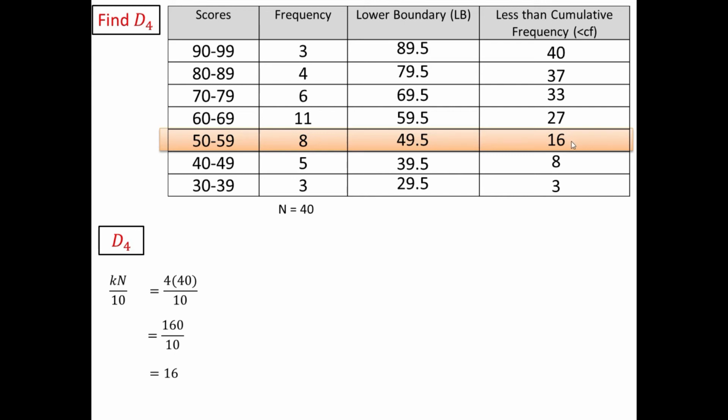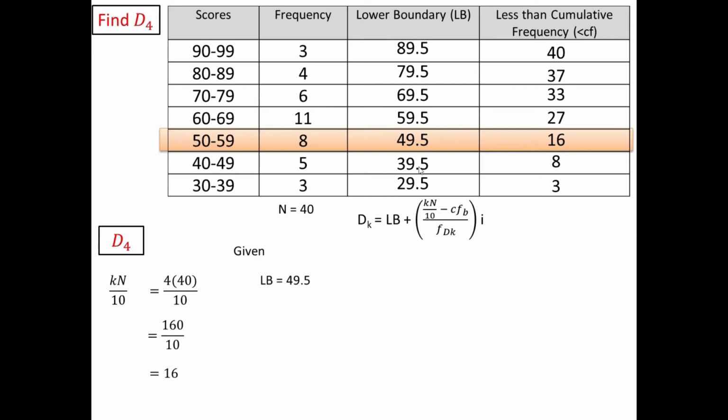Dahil na-identify na natin yung fourth decile class, pwede na natin gamitin yung ating formula. Ito yung ating formula, D sub k equals LB plus quantity kn over 10 minus CFB over FDK times I. Kunin natin yung ating mga given.